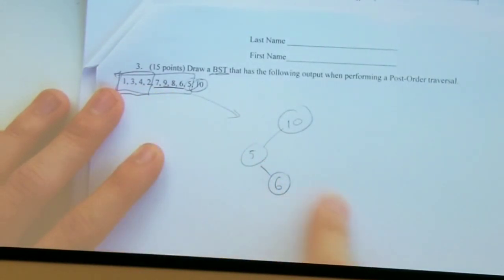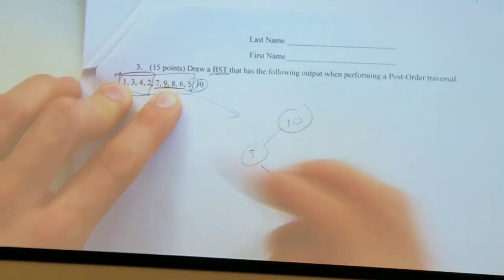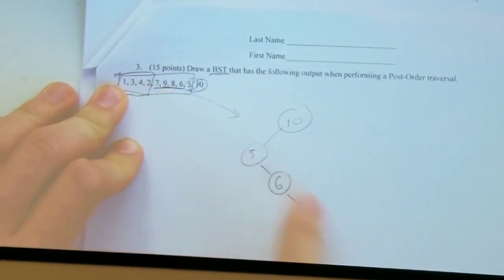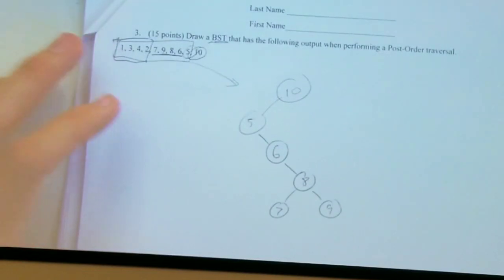They're all going to go on this side, right? Because they're all larger. So the largest element is going to be 8. 8 is going to be the root of the tree. And then 9 needs to go on one side, and 7 needs to go on the other side. And it's very easy to do. That's going to be the tree so far.